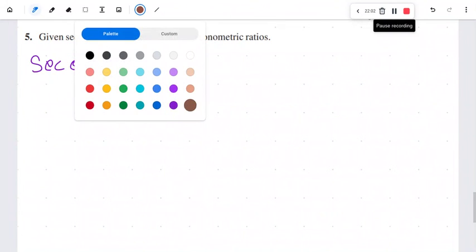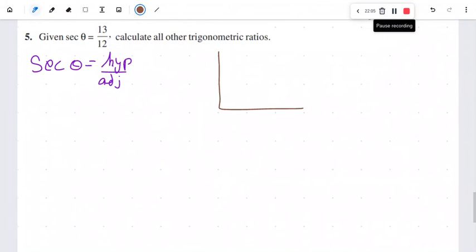So let's make a quick diagram ABC. We take theta at A. So I have sec theta, that is hypotenuse by adjacent. Hypotenuse is 13. What is adjacent now? Adjacent is nothing but this side, as we are taking A as my theta. Now this is given. Now I'll find the base here.